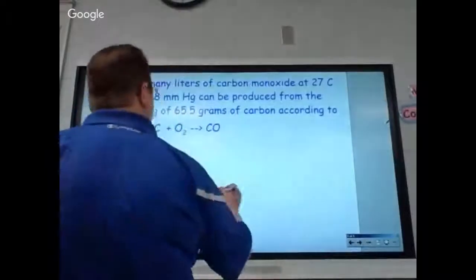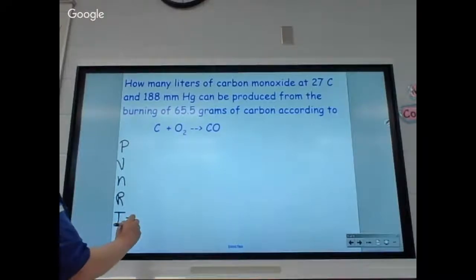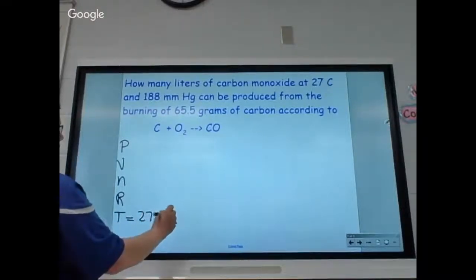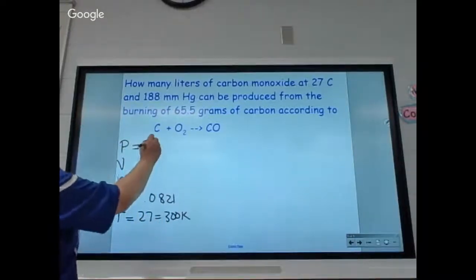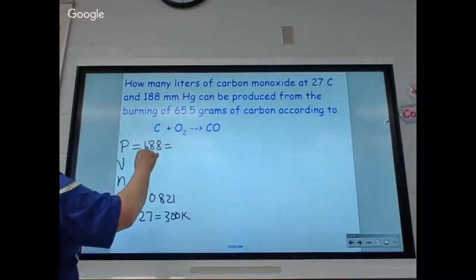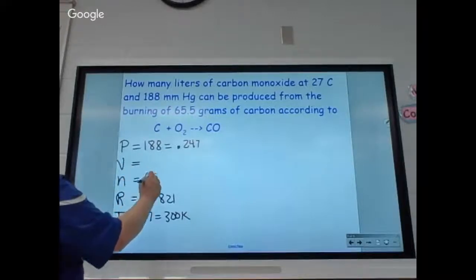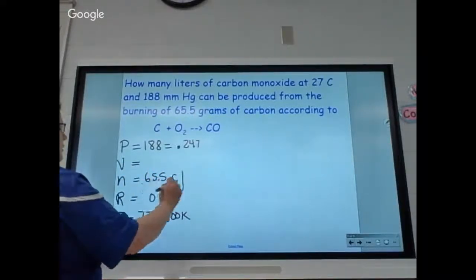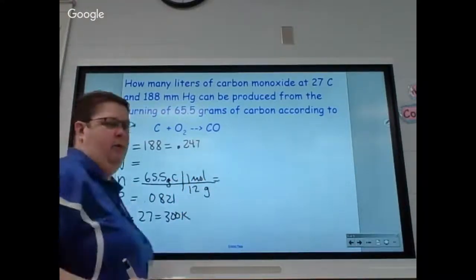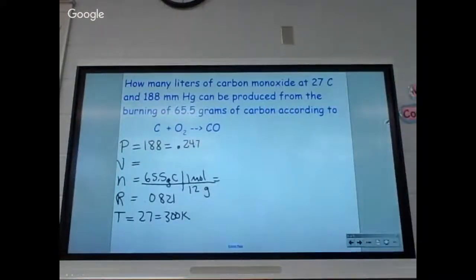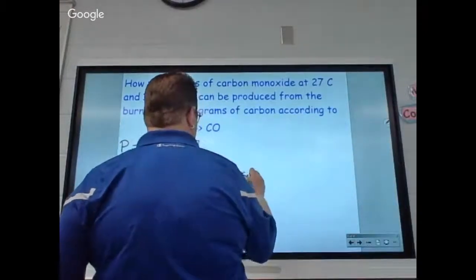Oh, no, I don't know what I got there. Okay, so let's see if we can find the mistake. Temperature is 27, so that's 300. R, we all know, is 0.0821, and pressure was 188, which converted is 0.247. All right, so we have 65.5 grams of carbon. Dividing by 12 grams of carbon will give us how many moles? 5.45.